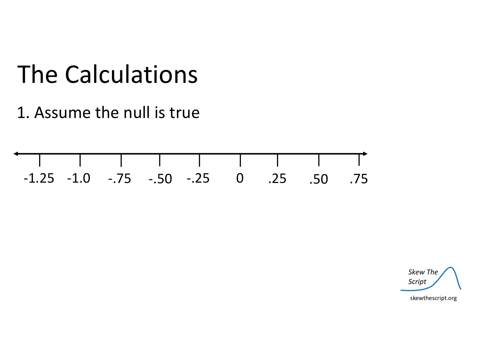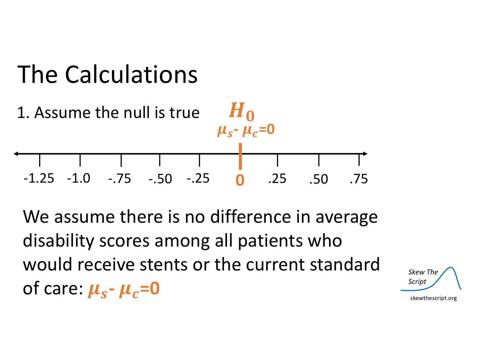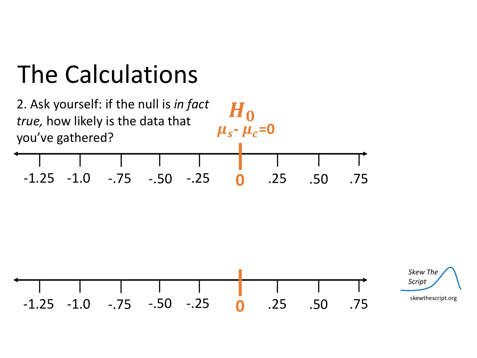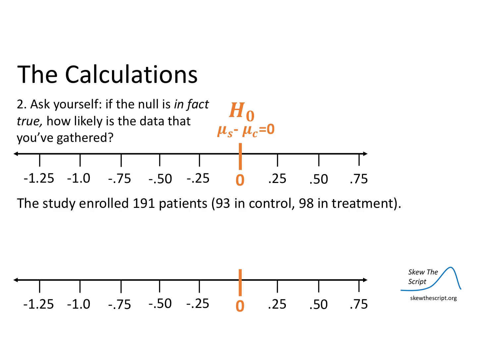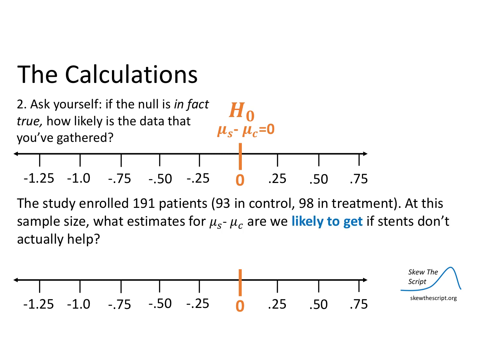So here we'll talk about the calculations. Remember, we have our number line, so assuming the null is true, we will set our center at 0. We assume there is no difference in average disability scores among all patients who would receive stents or the current standard of care. Now, the study enrolled 191 patients, 93 were in control, 98 in treatment. At this sample size, what estimates of mu of S minus mu of C are we likely to get if stents don't actually help?